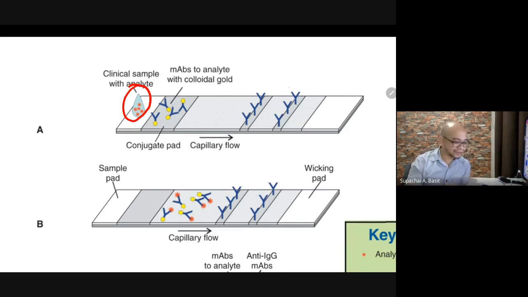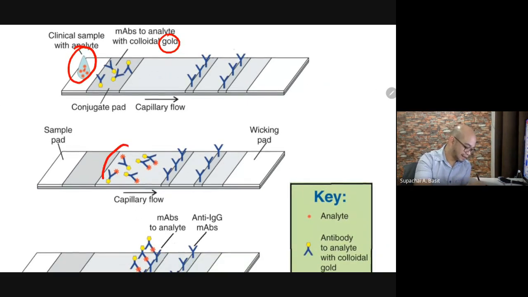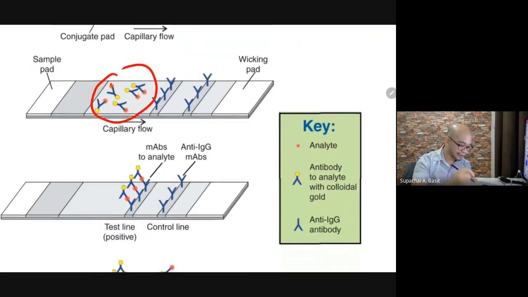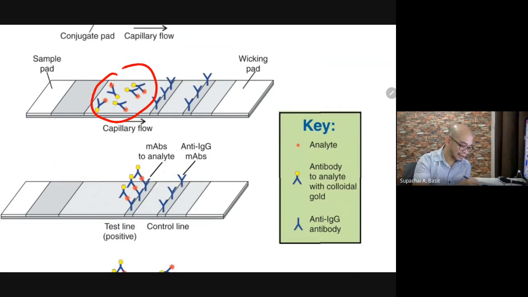So what's the principle? In the conjugate pad, you have monoclonal antibodies with colloidal gold. Gold will serve as the indicator so that you'll be able to see a positive reaction. If the patient is positive with antigen, as you can see here, it will bind with the monoclonal antibodies. Then it will go to the lines. The first line is the test line, and the second one is the control line.